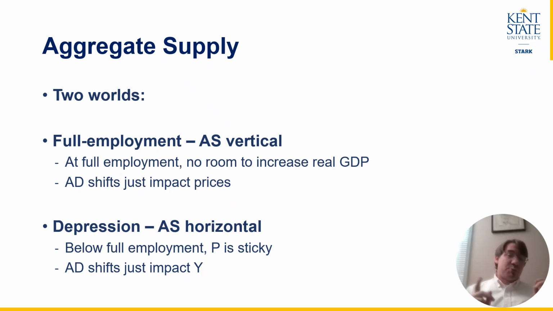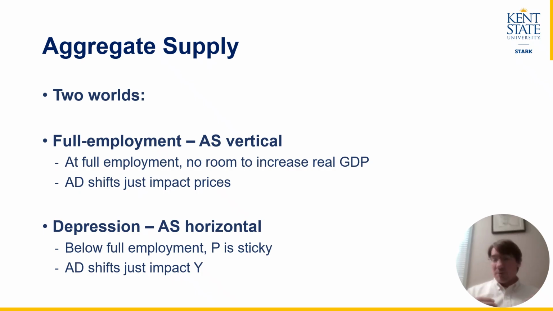However, if we're in a depression, that is, where employment is below the full level, in that case, we're in a world of sticky prices. That is a really key component to Keynes's view, that prices are sticky downward. So if demand falls, we're not going to see prices fall. Instead, all that's going to fall is production. So if we're in depression mode, at this stuck price level, then aggregate demand shifts are only going to impact the level of production or GDP. They're not going to have any impact on prices as long as we are within that range.